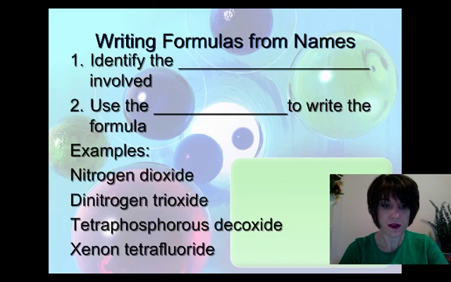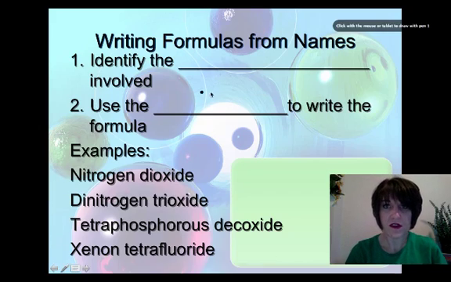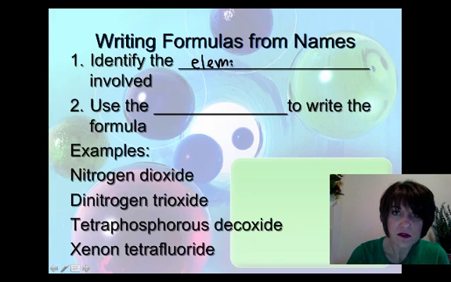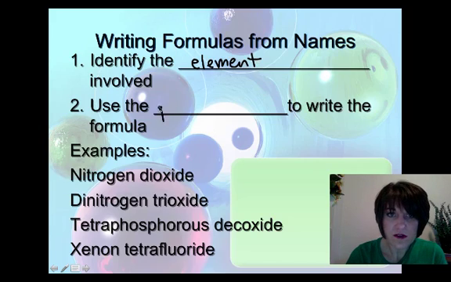All right, well, here's how I did it. The first thing that we do when we're writing formulas from the names is we identify the element involved in this type of compound. And then we use the prefix to write the formula. Pretty simple, right? So here's some examples.